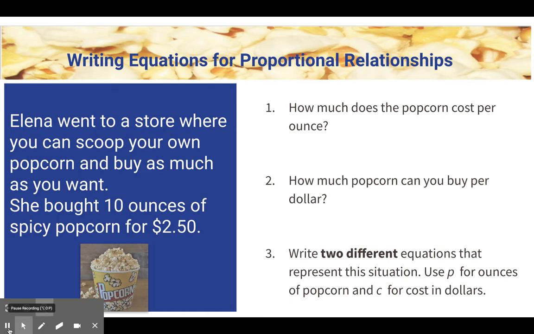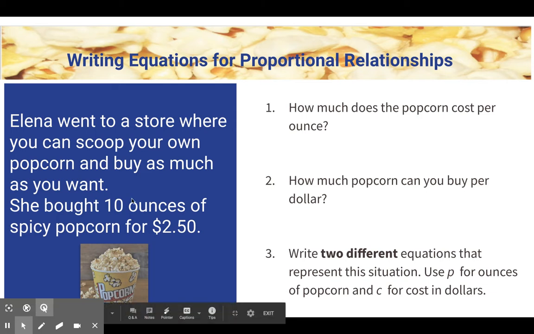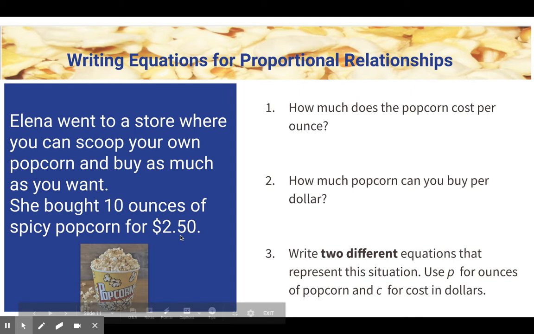Now, number two says, how much popcorn can you buy per dollar? So the answer to number two was 4 ounces because if you do the reverse and do 10 divided by $2.50 so that we can figure out what it is for each dollar, it would be 4. So that would be 4 ounces. So the answer for number one was 0.25 or 25 cents. Number two was 4 ounces.